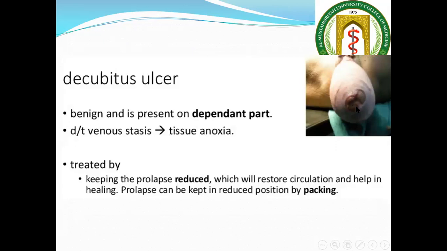The treatment: we reduce the prolapse into its normal place. We put local estrogen and packing. This will help in healing this ulcer. Antibiotics may be used.